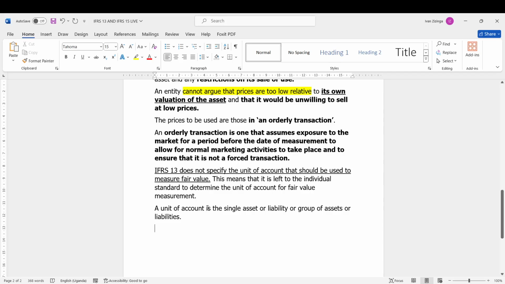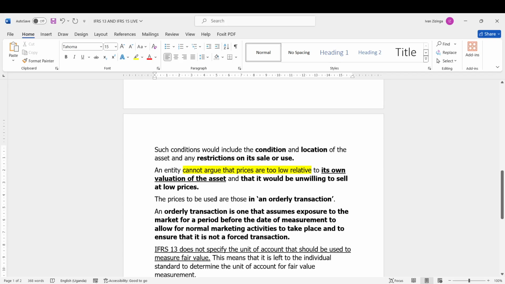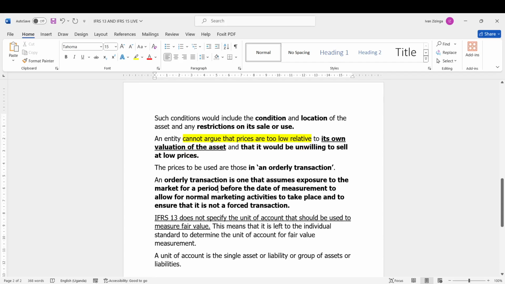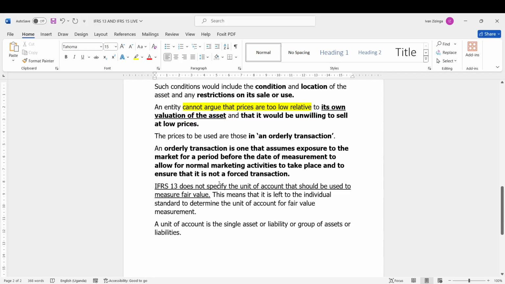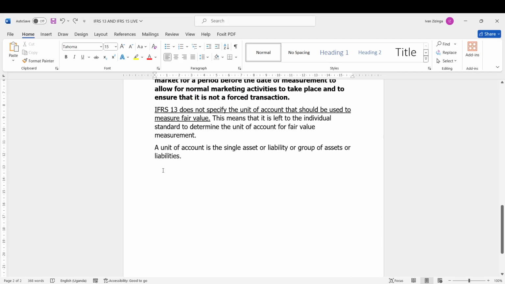So it is about you to come and say, we always look at market participants, not entity specific. Therefore, you considering your own use of value is against the requirements of IFRS 13. So that's the level of interaction with the scenario that you should exhibit when approaching these questions. Okay. We can proceed now to our next part.